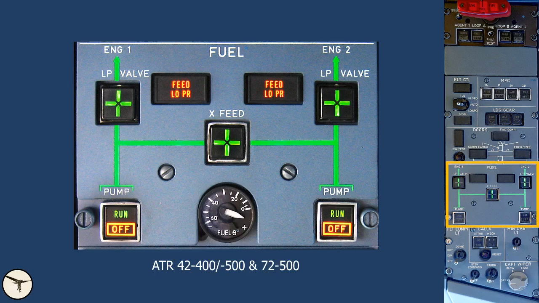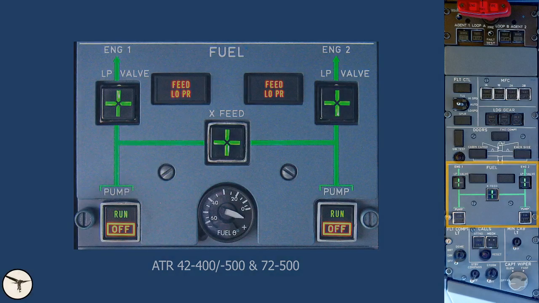The 500 variants have a temperature indicator that shows the fuel temperature in the left feeder tank. On earlier variants, the temperature indicator is on the central instrument panel. And on the 600, it's on the MFD engine secondary page.